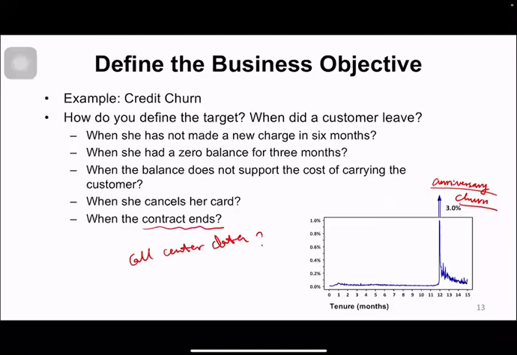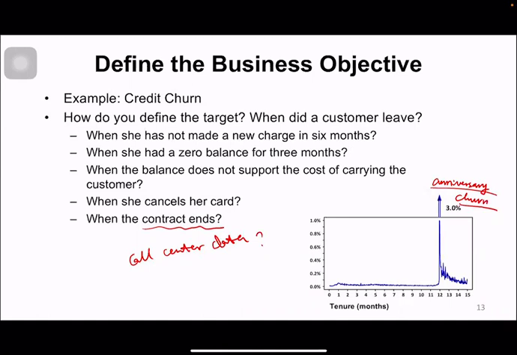Now, credit card, people also churn in credit card. And how do you define your target? Churn or not? You may have a classification model to see whether a guy is going to churn or not. And when did a customer leave? So when she has not made a new charge in 6 months, the credit card has no new charge. When she had a zero balance for 3 months, when the balance does not support the cost of carrying the customer, when she cancels her card, when the contract ends.